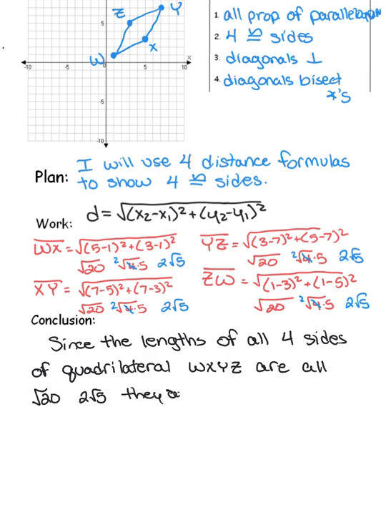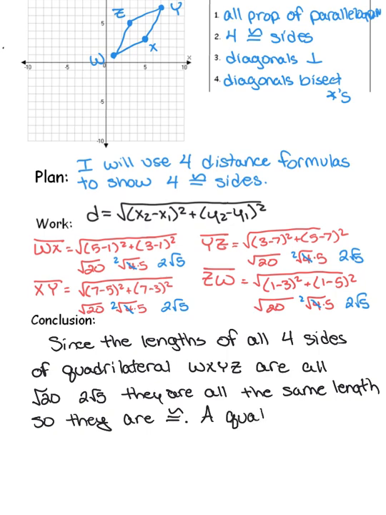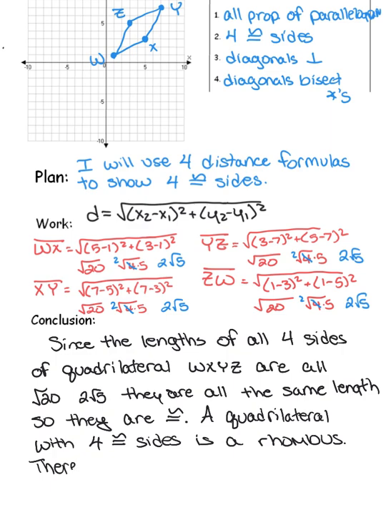They are all the same length, so they are congruent. Again, you have to pretend that the person reading this does not understand math, so you're going to say a quadrilateral with 4 congruent sides is a rhombus. Therefore, quadrilateral WXYZ is a rhombus.